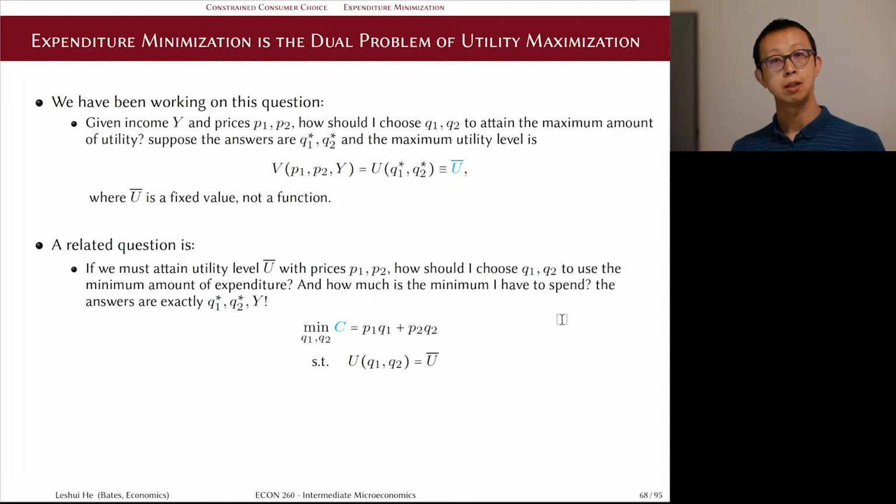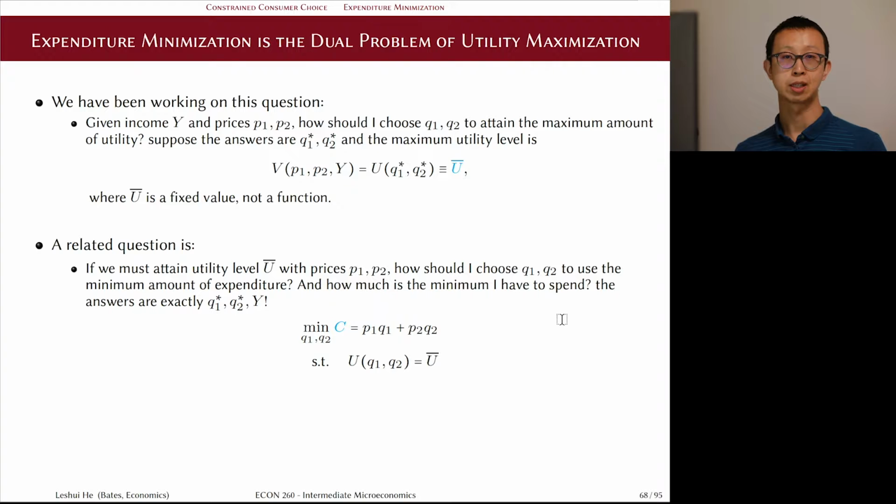It turns out that the answer to this question is exactly the same Q1 star and Q2 star as we have found in the utility maximization problem. And the minimum amount we have to spend is exactly the budget Y, which we started with in the utility maximization problem to reach this particular level of utility of U bar. This seems like a miraculous answer given how different these two problems are.